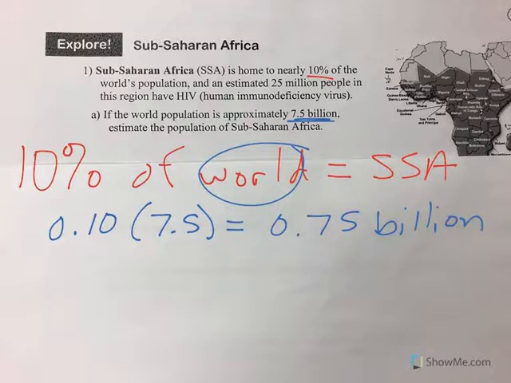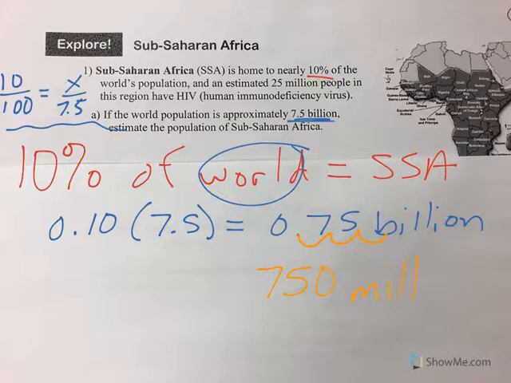If you wanted to set that up as a proportion, percent over 100, the world is everybody. Sub-Saharan Africa is the part. So that blue proportion up there would be the proportion. Either way, you get 0.75 billion. Now remember, we don't usually talk that way, but every 3 decimal places is a new name. So if I go 3 places, that would give me 750 million. So the population of Sub-Saharan Africa is 750 million. Keep that in mind, we're going to need that in a future question.